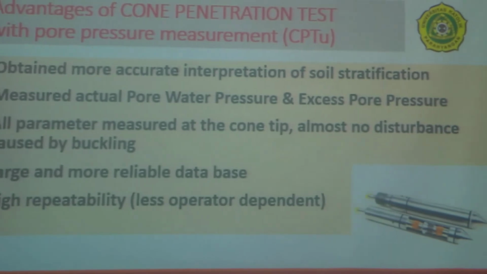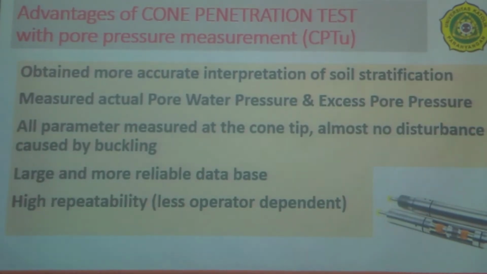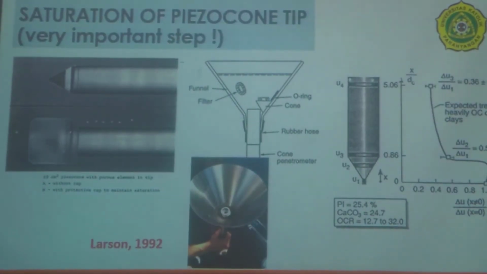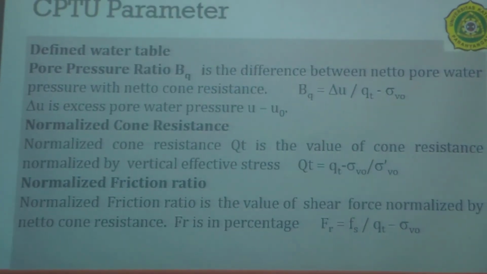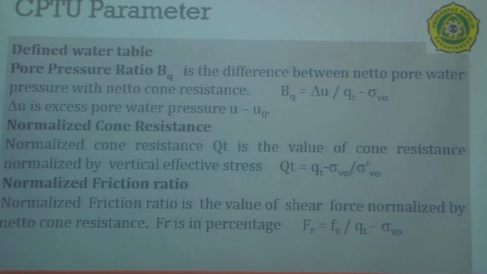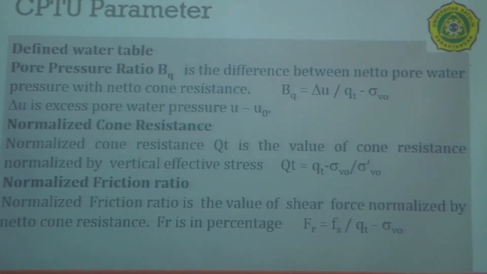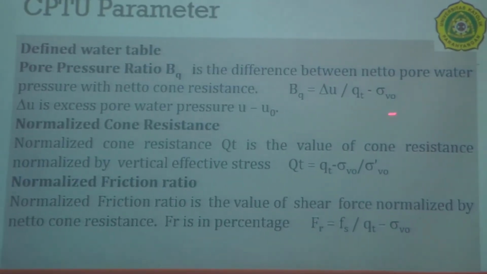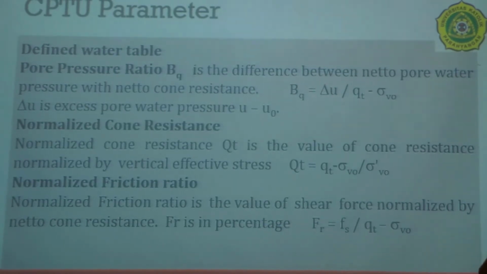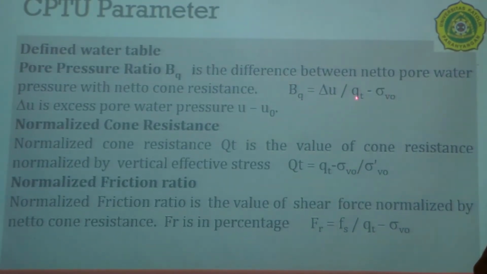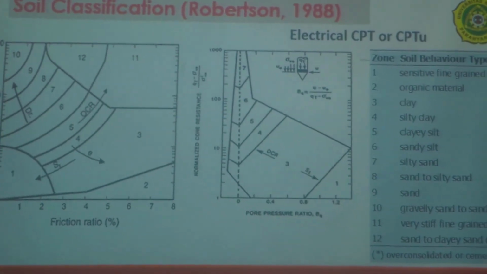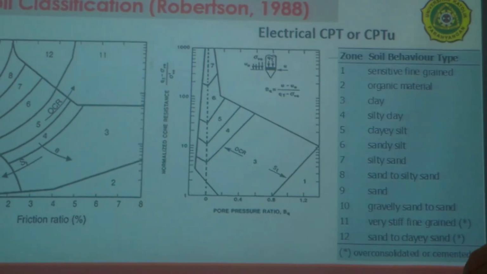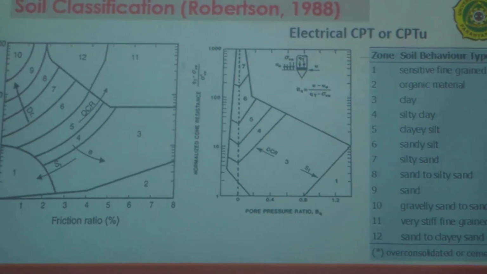Okay. So these are the advantages. I think I mentioned that before. Just the same thing. How to do saturation. These are the parameters. So there is QC, friction ratio, and pore pressure ratio. This is the pore pressure ratio: delta U, the excess pore pressure, divided by QT minus sigma V sub 0. This is the way we do the interpretation with the electric cone, friction ratio, and cone resistance.